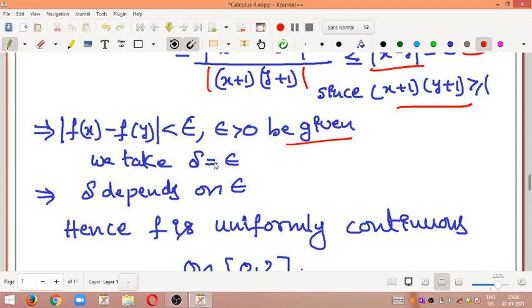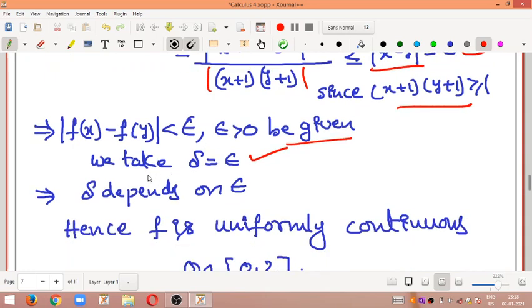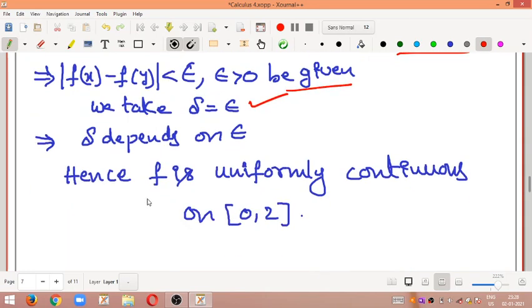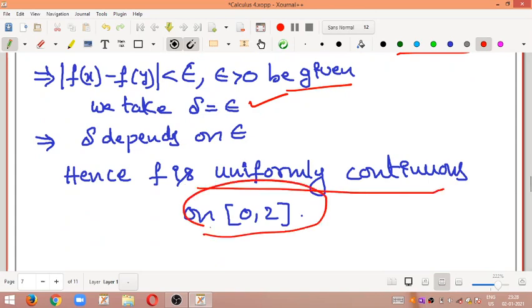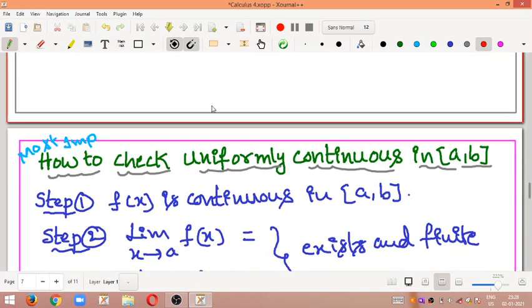We take delta equal to epsilon. So mod f of x minus f of y is less than epsilon, which means f is uniformly continuous on the given interval I. In this way, by the mathematical definition, f is uniformly continuous. So if it is clear, I will move on to the shortcut method.